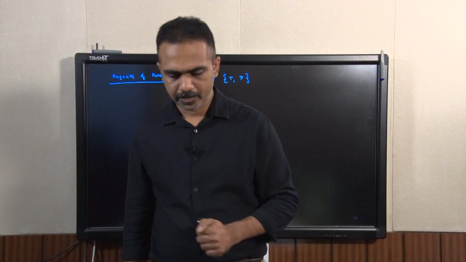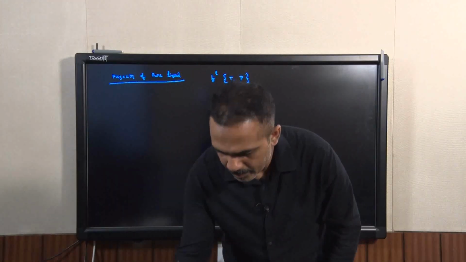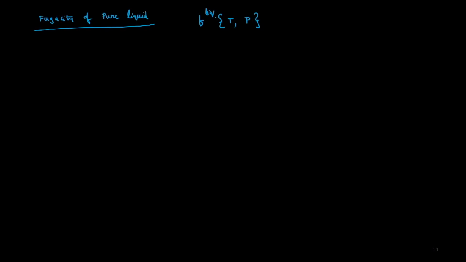So what we do is we use the concept of vapor liquid equilibrium to calculate the fugacity of pure liquid. Let's say I'm interested in fugacity of liquid at a certain temperature and pressure P. This is pure liquid, so the fugacity will depend only on temperature and pressure. Let's call this as liquid, right? This is what I'm interested in calculating.